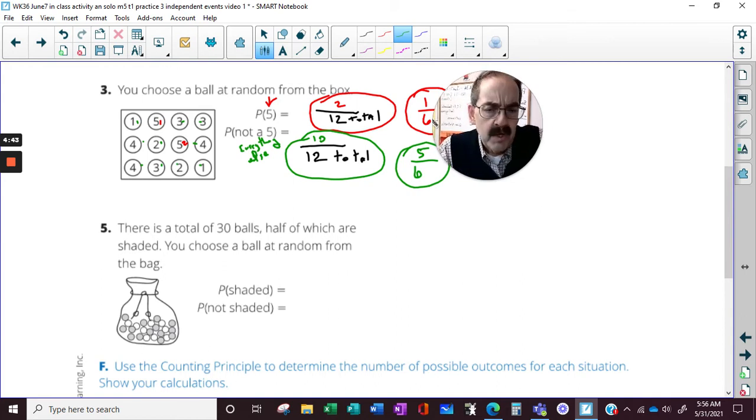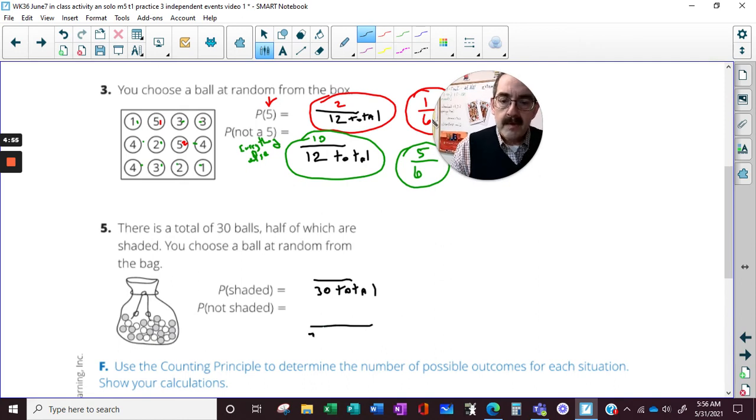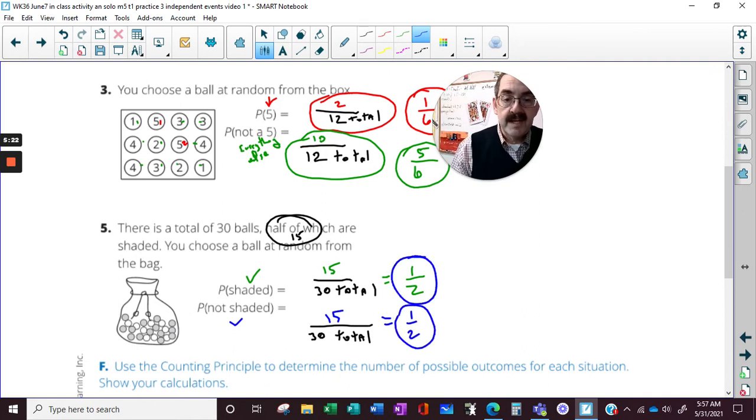All right, welcome back. The total number of balls is 30. Done. As soon as you see the total, 30 is the total. Half of which are shaded. You choose a ball at random, half. That's 15. So, shaded, 15 out of 30, 1/2. Not shaded, the other half, 15 out of 30. Okay? Any of these answers work. Push yourself for partial credit.